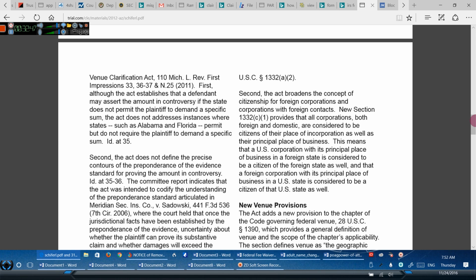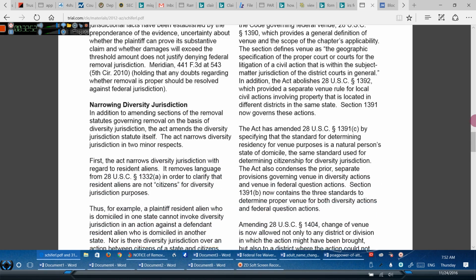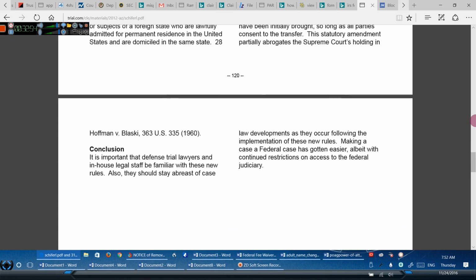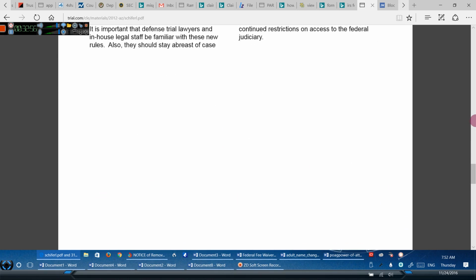All right, let's not worry about venue. Not worried about venue provisions. Narrowing diversity jurisdiction. Well, we knew they were going to do that. Ladies and gentlemen, that's it.